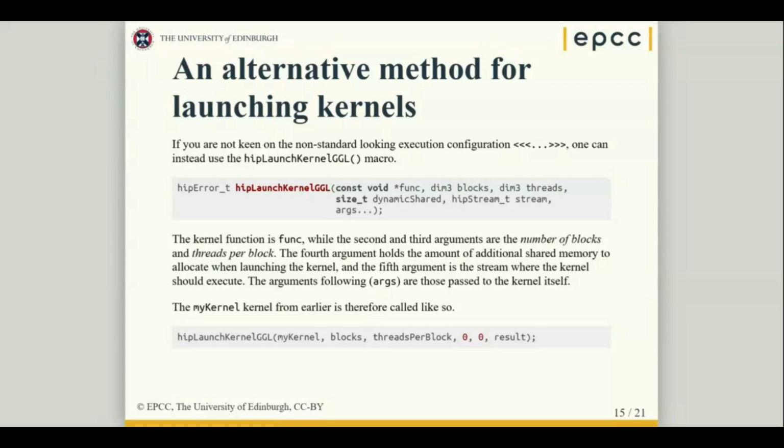So the kernel function, yes, I've just described all those bits. So an example at the bottom, if we have something called my kernel, it might look like HIP launch kernel GGL, my kernel being the function that's going to get called, blocks, threads per block, and then we're going to have some other parameters that we're going to set to 0 for now, and then the result is the argument of the function my kernel. I could have a longer list of arguments if I had a more complex set of arguments to my kernel. You'll see this less often, but you should be aware that this is another option for launching kernels if you prefer.